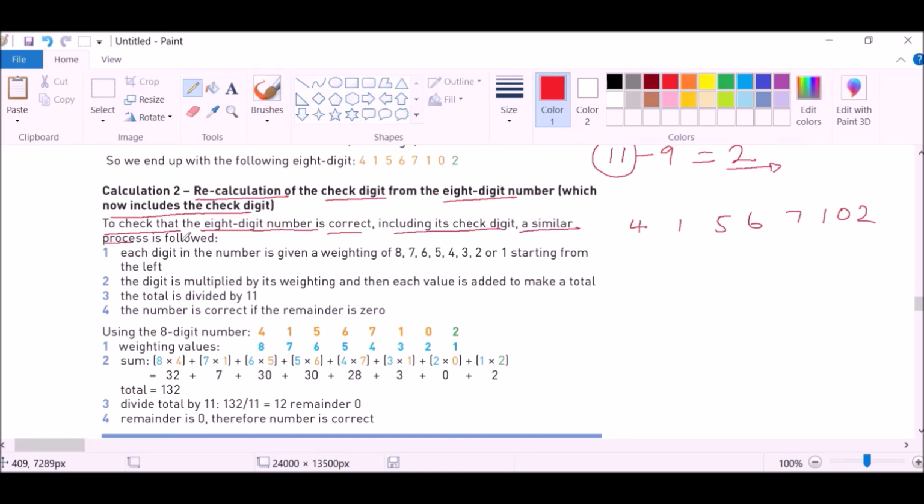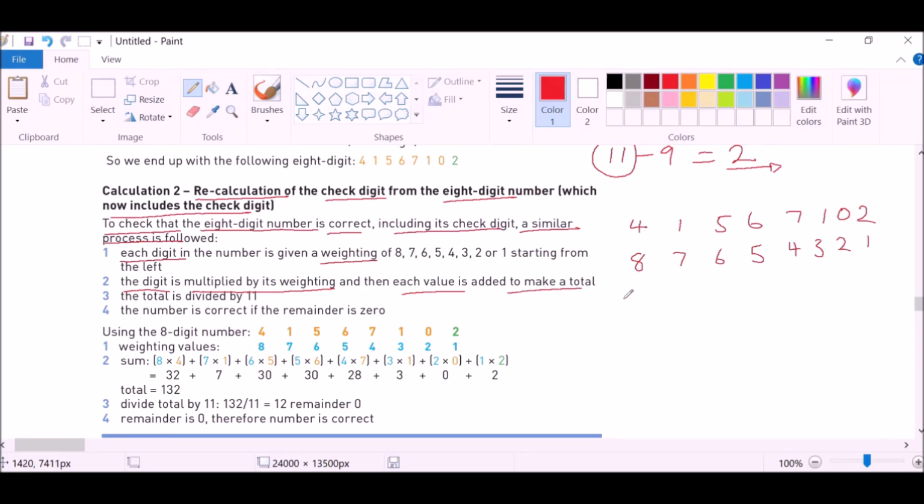We apply a similar process as follows. Each digit in the number is given a weight. Now the weight starts from 8 to 1. So this most significant number's weight is 8, and corresponding numbers will get 7, 6, up to 1. So this is 7, 6, 5, 4, 3, 2, and 1. Now, each digit is multiplied by its weighting, and then each value is added to make a total.